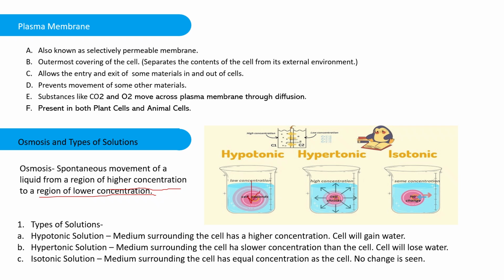The best example of a hypotonic solution is raisin. If you put raisins in water overnight, they will swell, they will gain water because of the hypotonic solution. The medium surrounding the cell has higher concentration. Then we'll study the hypertonic solution, in which the cell will lose water because the medium surrounding the cell has lower concentration.